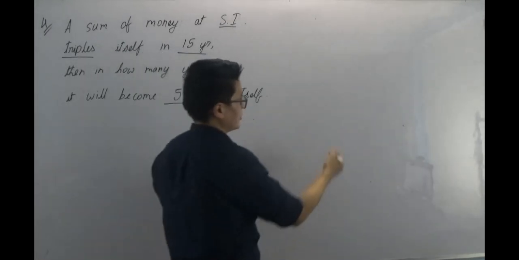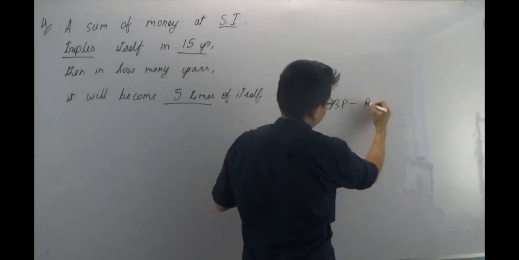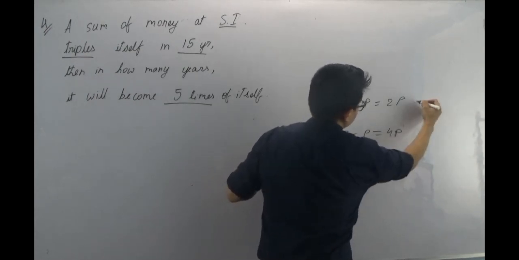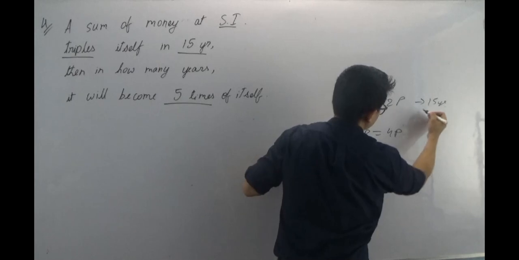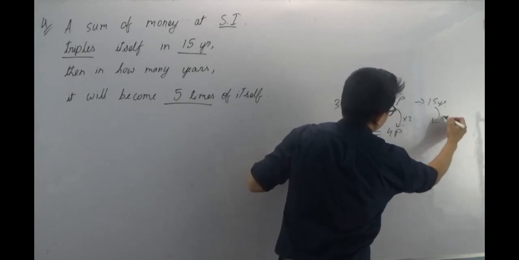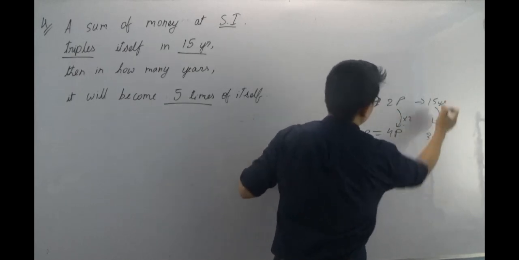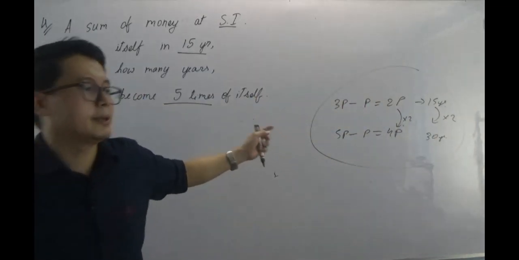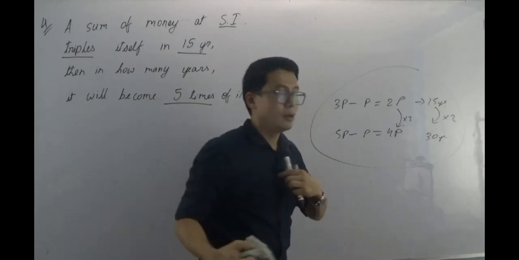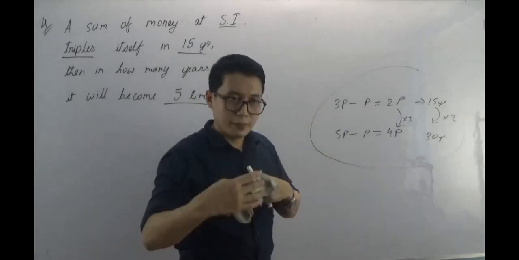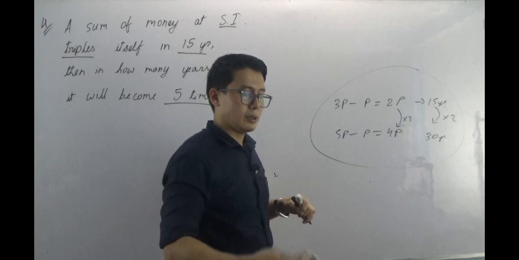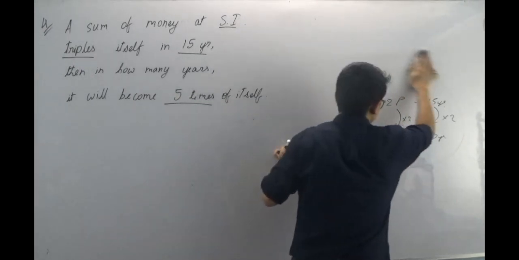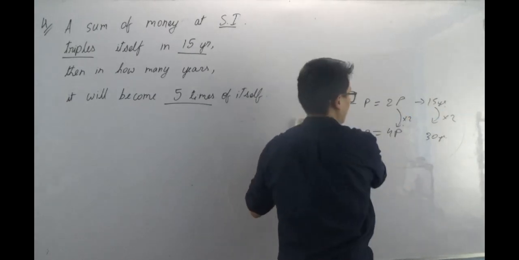Here 3P minus P is 2P, and 5P minus P is 4P. For 15 years we get 2P, so for 4P it is 2 times, that is 30 years. I am drawing all those charts to make you understand, because this technique is newly introduced, so I have to begin from the basics.